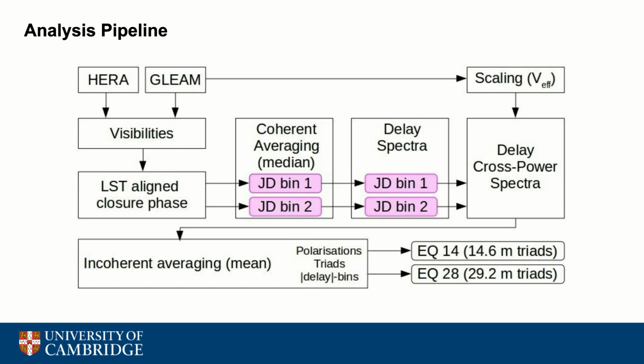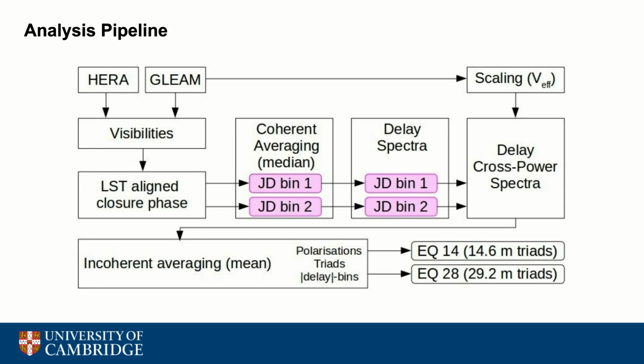I'll quickly walk you through my analysis pipeline. I start off with raw visibilities from HERA, but also with simulated visibilities, which allow us to compute a scaling coefficient and also to compare cross-power spectra in the end to see whether we are limited by noise or systematics. So we form closure phases and we align them on an evenly spaced LST grid. This allows us then to average different observing nights.